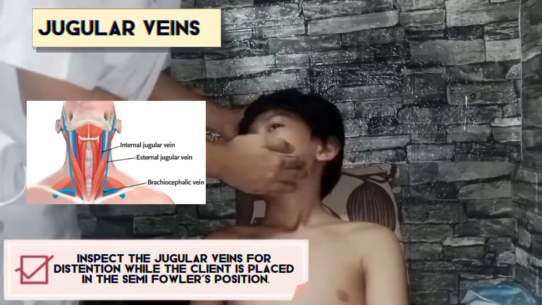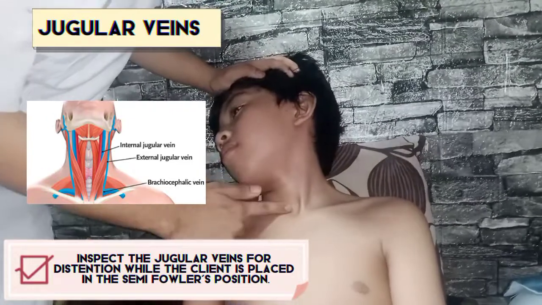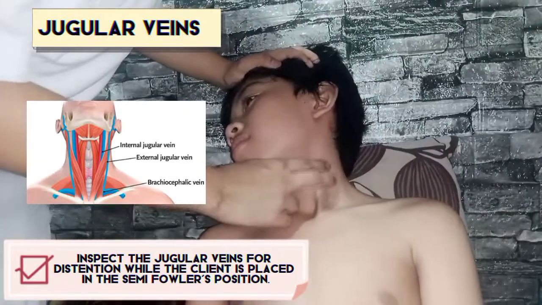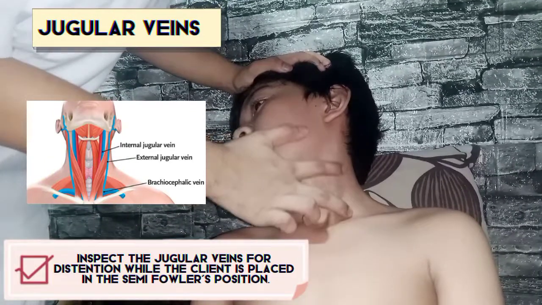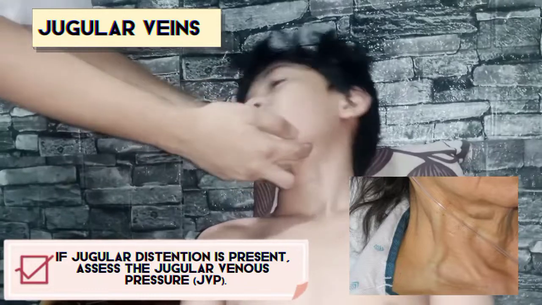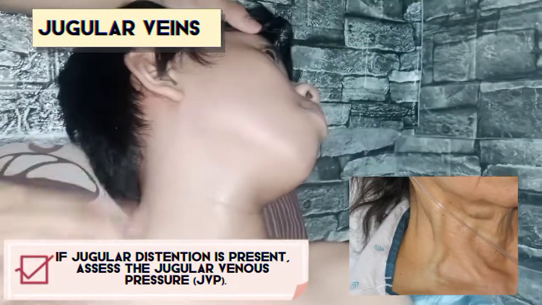Next, inspect the jugular veins for distension while the client is placed in the semi-Fowler's position, 15 to 45 degree angle, with the head supported on a small pillow. And if jugular distension is present, assess the jugular venous pressure, JVP.